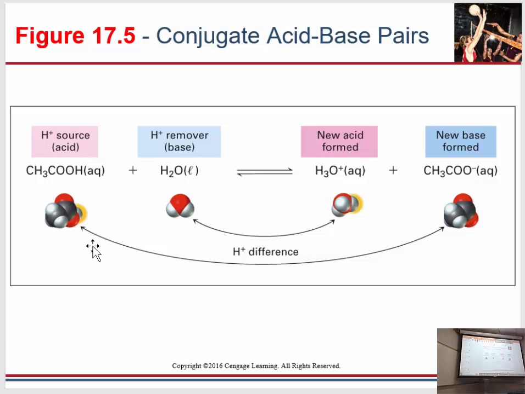Here we have acetic acid, CH3COOH, and water. So this is the acid. Water is amphoteric, it could go either way, but acetic acid is a much better acid than water is, and therefore water will act as the base. And so water will pluck the proton off acetic acid and form hydronium. And so water and hydronium are a conjugate pair, and then acetic acid and acetate are a conjugate pair. So that would be the conjugate pairs.